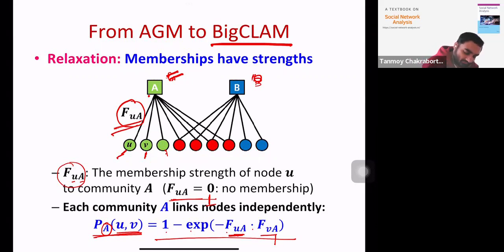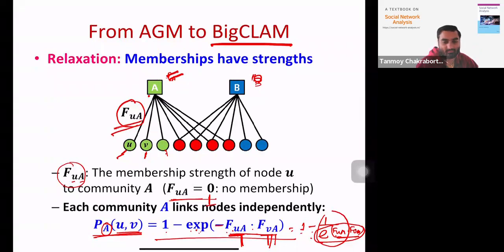Now think about it. If both of them are very high, this product would be large. But here is a minus, so the exponent of minus this large number will be very small, because this is ultimately 1 by e to the power FUA times FVA. If this is very large, the denominator is very large, so the entire fraction would be small, and 1 minus this would be very large. So if both nodes have very high membership value to a particular community A, this would be very high. If one is high and one is less, then we get a mediocre probability value.